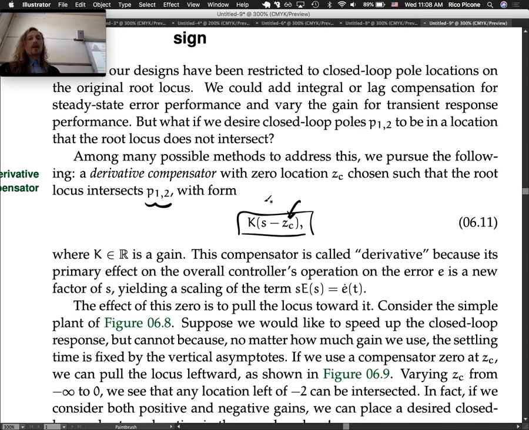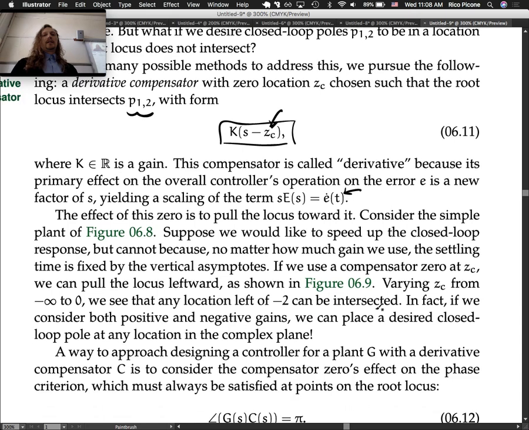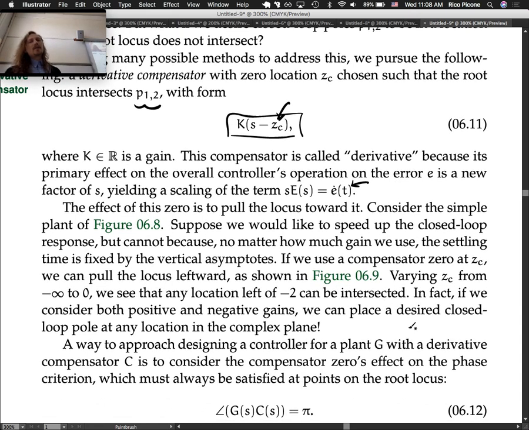So this compensator is called derivative because its primary effect on the overall controller's operation on the error E is a new factor of S, yielding a scaling of the term S E of S, which is, of course, in the time domain, the time derivative. That's why it's called a derivative compensator. Okay? So the effect of the zero is to pull the locus toward it.